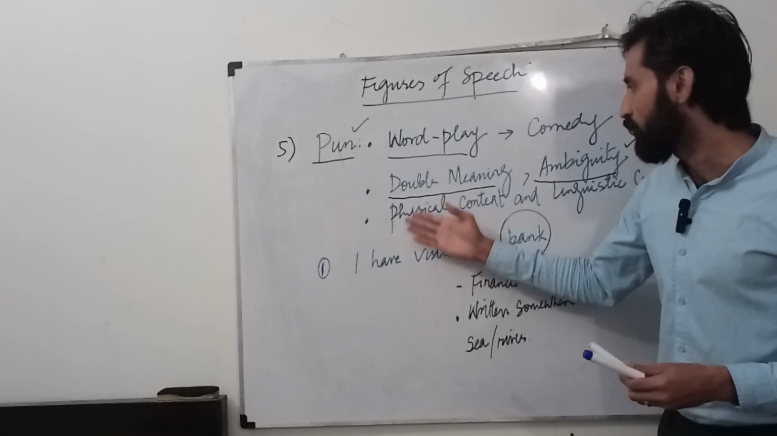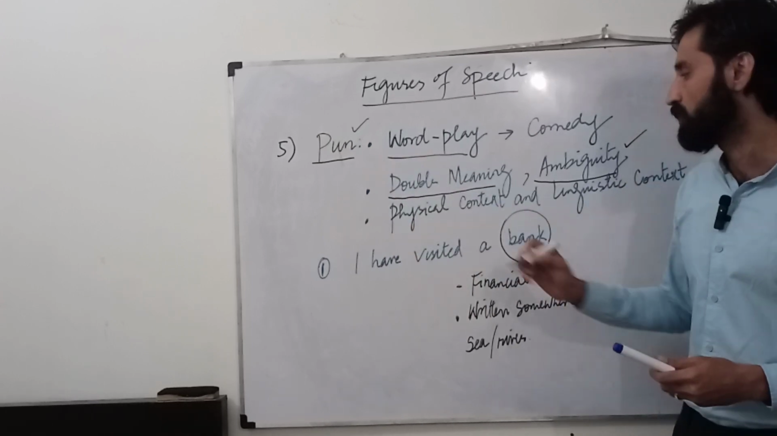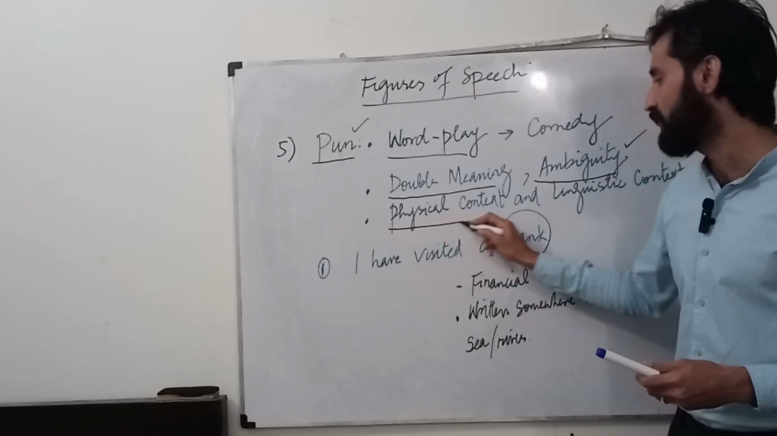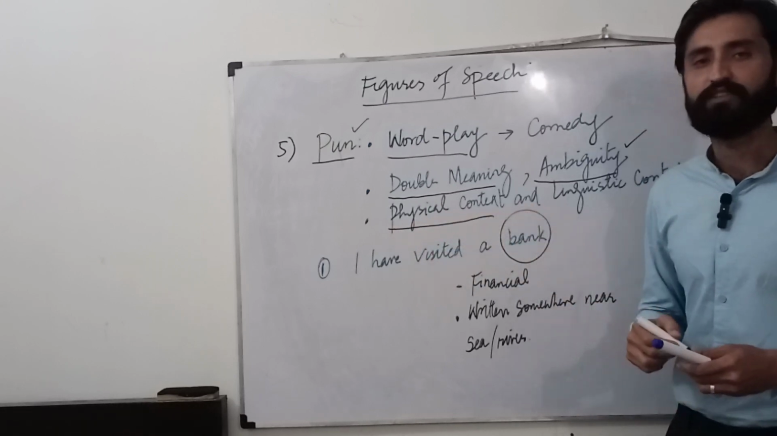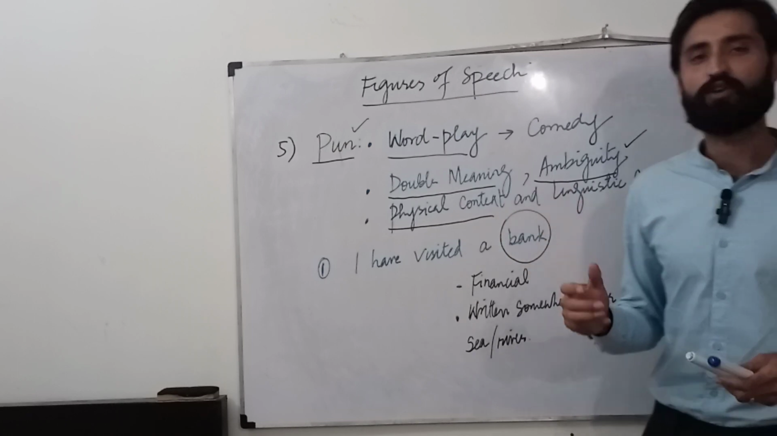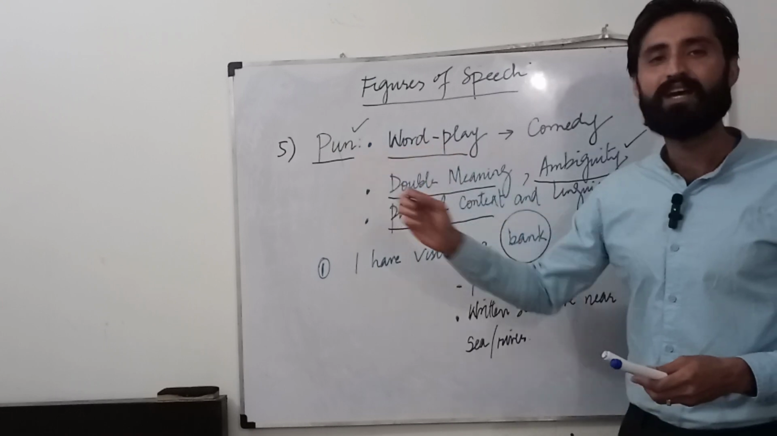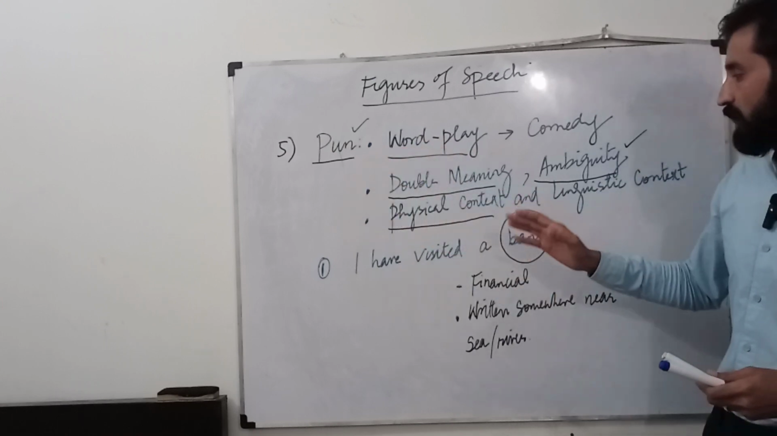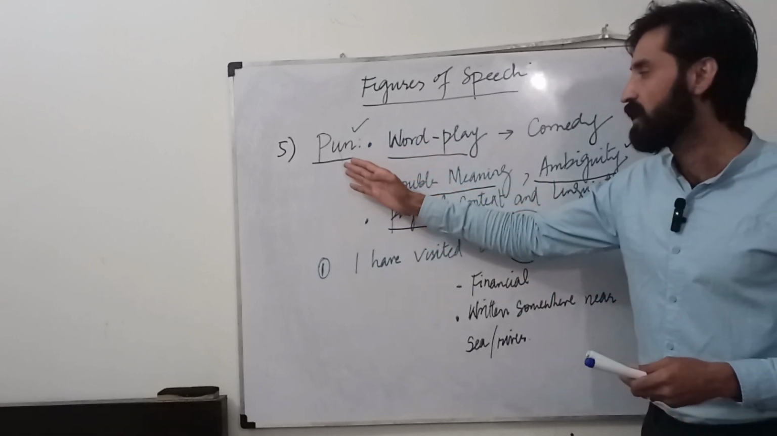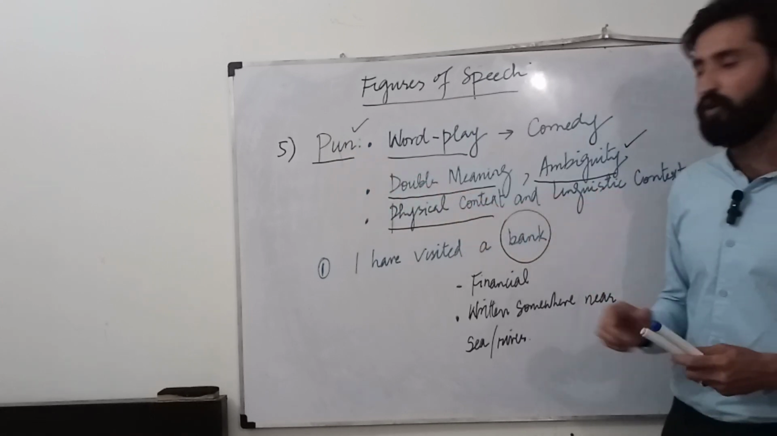Now, in order to decode this pun, in order to understand the meaning of a word in a context, we have two different contexts. The first one is physical context. The second one is linguistic context. These are the two ways through which we decode the exact meaning of the word, and we'll try to understand not only pun but also physical context and linguistic context.